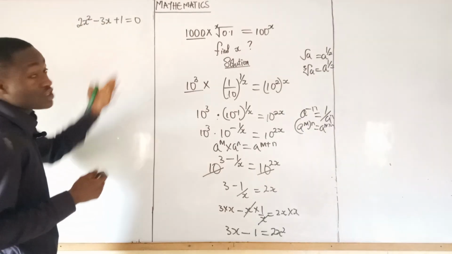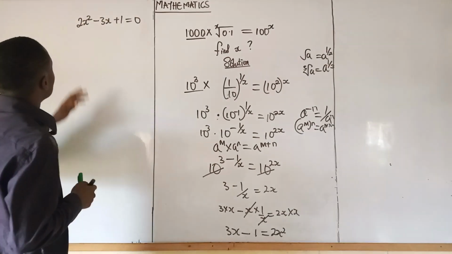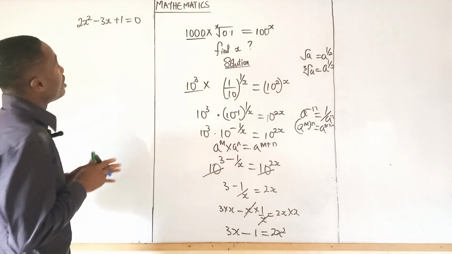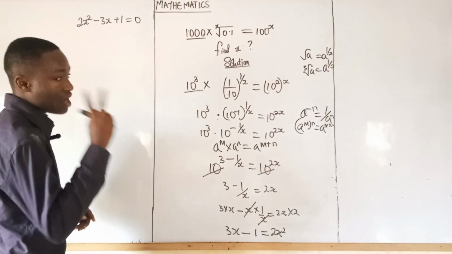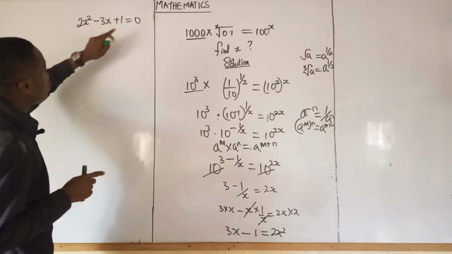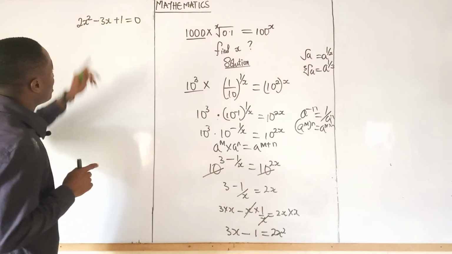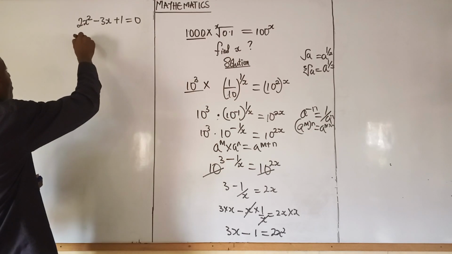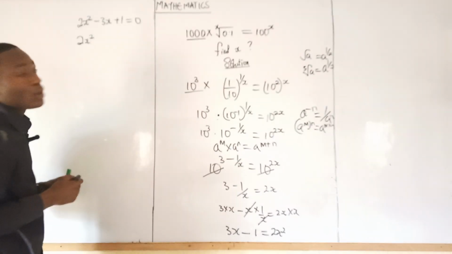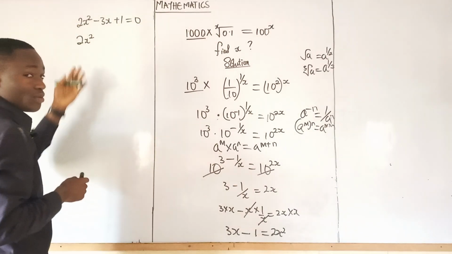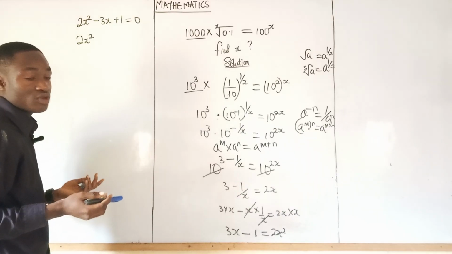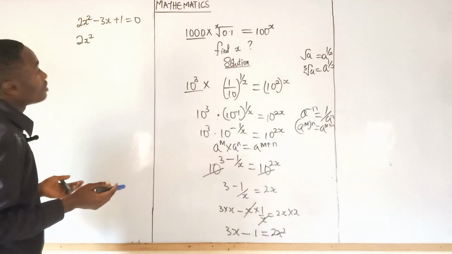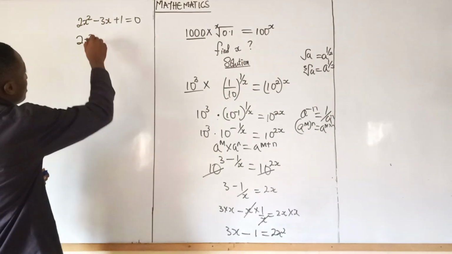Let's try to factorize this if it's possible to factorize. Yes. So you're going to look for two numbers that when we multiply, give us 2 times 1, which is 2, right? And when we add or subtract, we get minus 3. I don't want to go straight into explaining that quadratic equation. I've been explaining it in my previous videos, so it won't take much space. So what are you going to get?